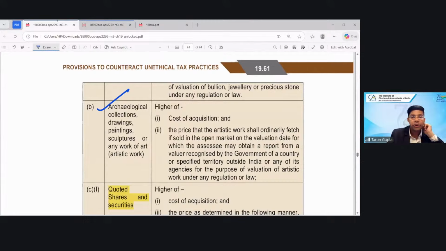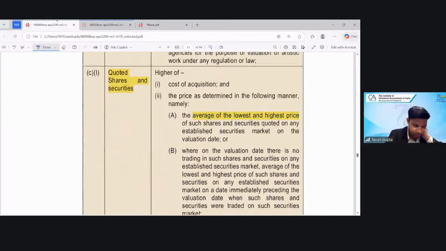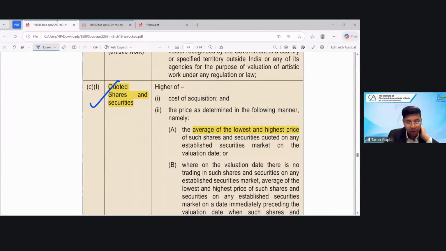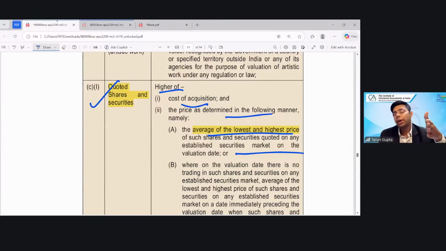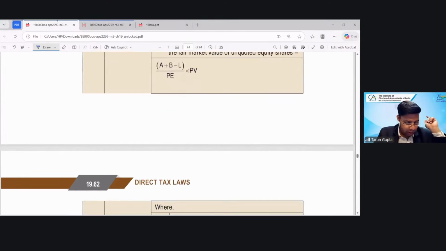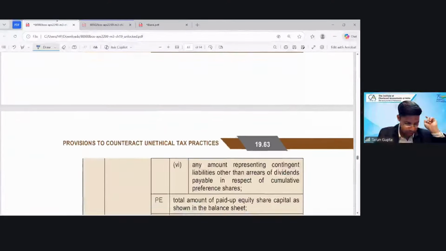In case of archaeological collection, drawing, painting, sculpture, any work of art, similar: higher of the cost or the price which it would fetch in the open market as on the valuation date. If it is a quoted share, quoted means listed share, similar: higher of the cost or the fair market value as on the valuation date. But how will you compute the fair value? Fair market value is the average of the lowest and highest price of such share on the valuation date. If there was no trading on the valuation date, then the average of the higher and lower price on the date immediately preceding the valuation date when there was trading. Let's wait for the unquoted equity shares. We'll do the rest first.